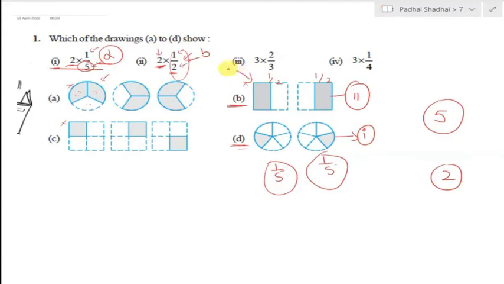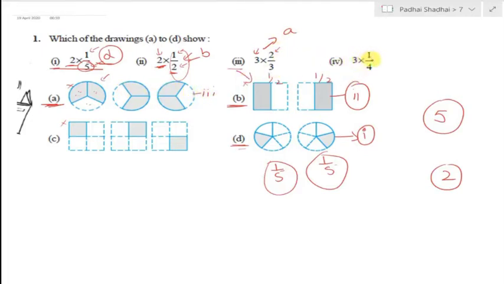Let us check for 3. 2 parts are shaded out of 3. The body is divided into 3 parts, and out of those 3 parts, 2 are shaded. Which one is like that figure, beta? So A, directly we can see here. See, 2 parts are shaded. There are 3 parts total, and out of that, 2 parts are shaded in each one, and there are total 3 figures. So the answer of 3 is A. Here we will write down 3.